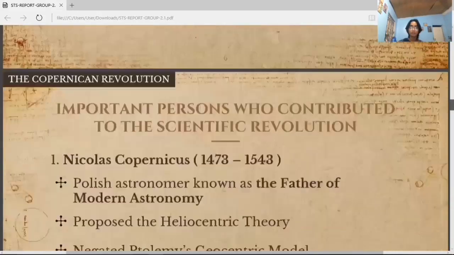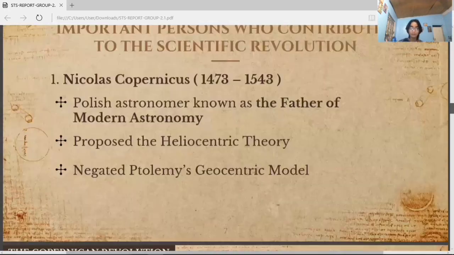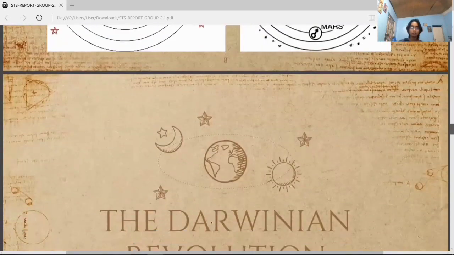Copernican Revolution. Nicolaus Copernicus was a Polish astronomer known as the father of modern astronomy. He proposed the heliocentric theory. This discovery shattered the geocentric theory, the thought that the Earth was the center of the universe and everything revolved around it. He negated Ptolemy and Aristotle. His model suggested that the Earth is equal to the other planets and that they all revolve around the sun. Here is the heliocentric model and geocentric model.